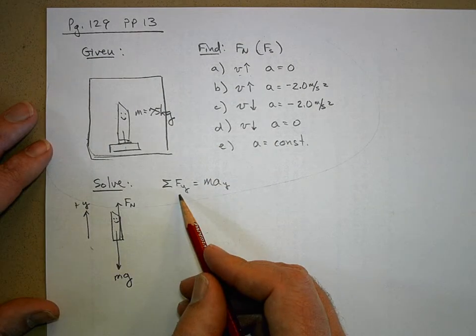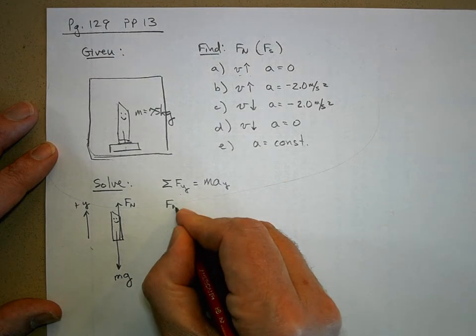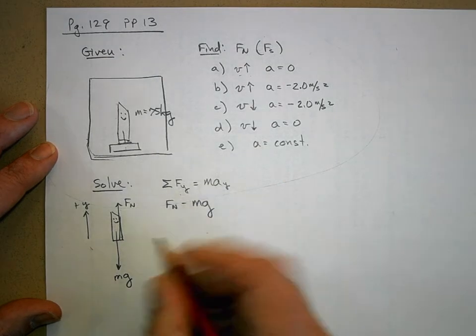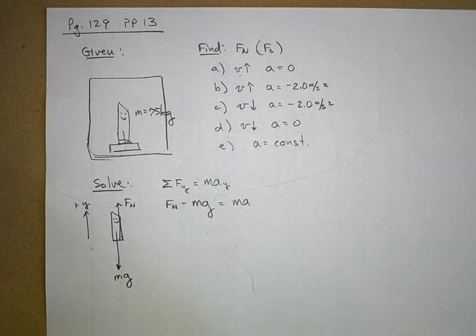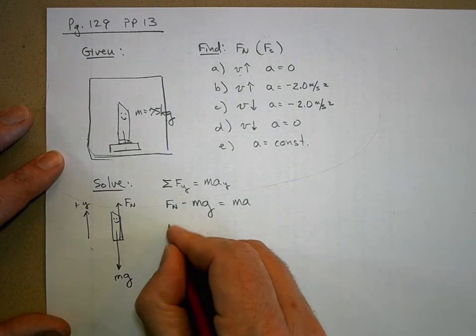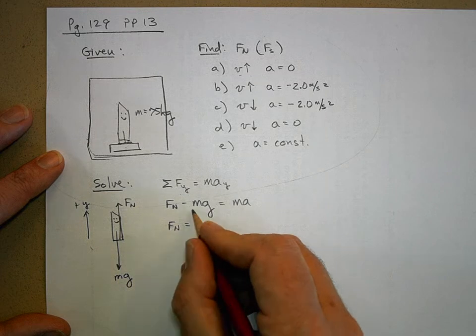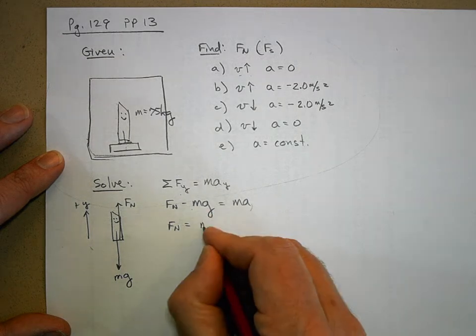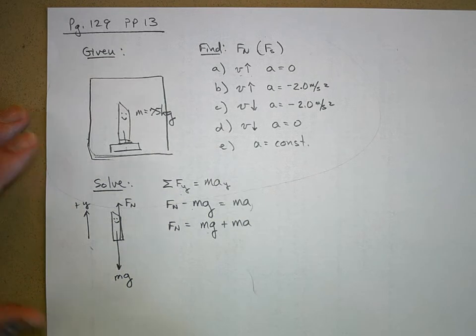What are the forces in the y direction? Well, we've got the normal force minus mg, because it's down, equals ma. Now, we're always trying to find the normal force, so let's solve this for the normal force. The normal force is equal to, let's add mg to both sides, so it's going to be our weight plus our net force.